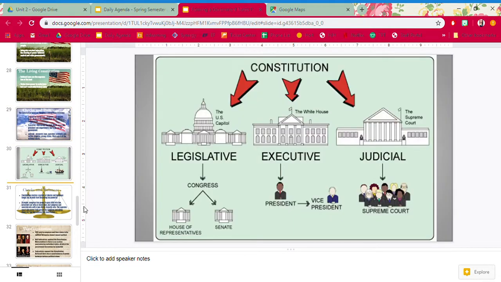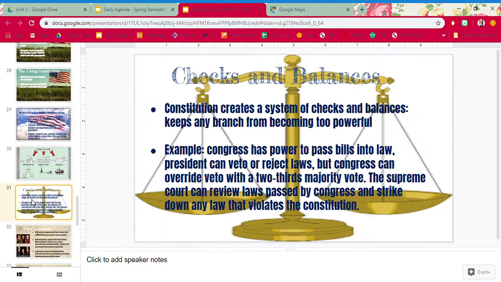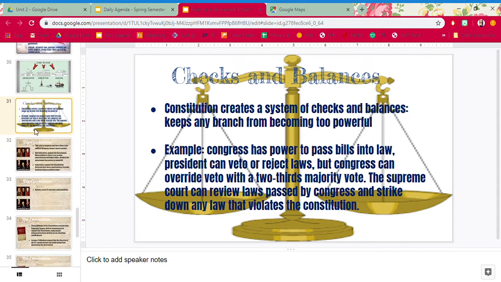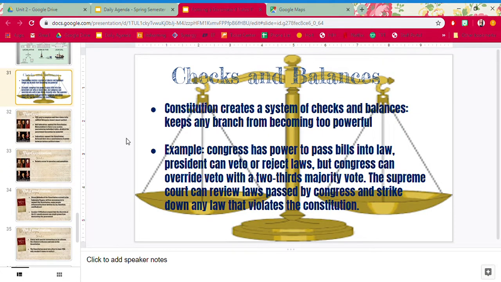So this little infographic here shows you, right? Constitution is this document that those guys make, right? And it's going to split the power into three different branches. So no one person, no one group of people has all the power. Power is split in our government among three different branches. And this is where we get to our key topic of checks and balances.